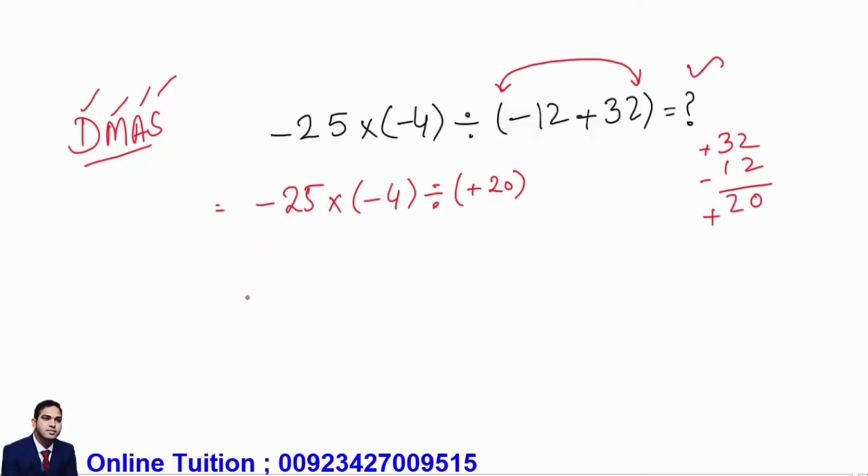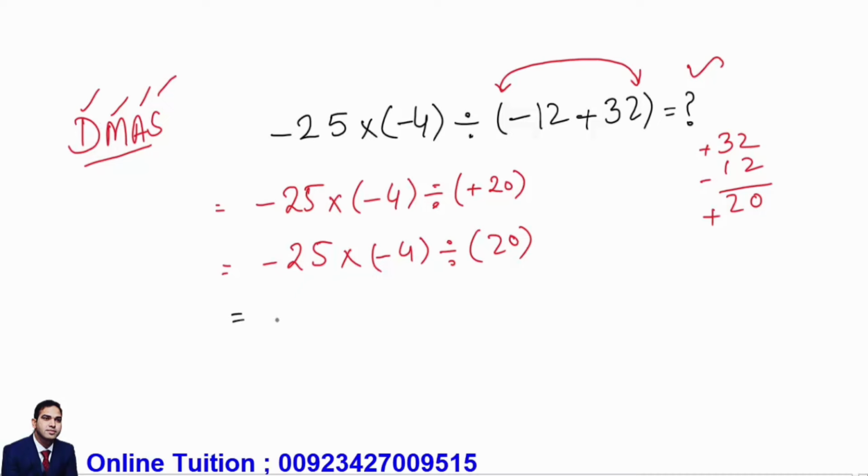Now what you do? Negative 25 multiply negative 4, okay, divided by 20. Now apply order of operation. This is a negative value, this is also a negative value, this is a positive value, but this is the operation. This is a multiplication sign, this is a division sign. So first of all, what to do? You have to solve multiplication, because these are two numbers which we have to simplify first.